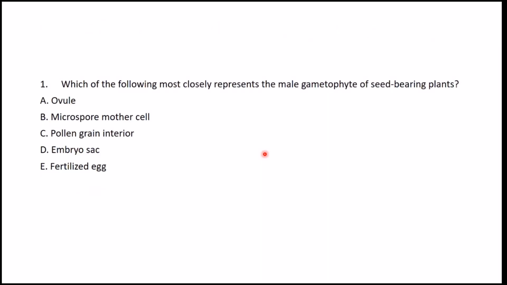Which of the following represents a male gametophyte of seed-bearing plants? A, ovule; B, microspore mother cell; C, pollen grain interior; D, embryo sac; or E, fertilized egg. I think the answer is C, pollen grain interior.